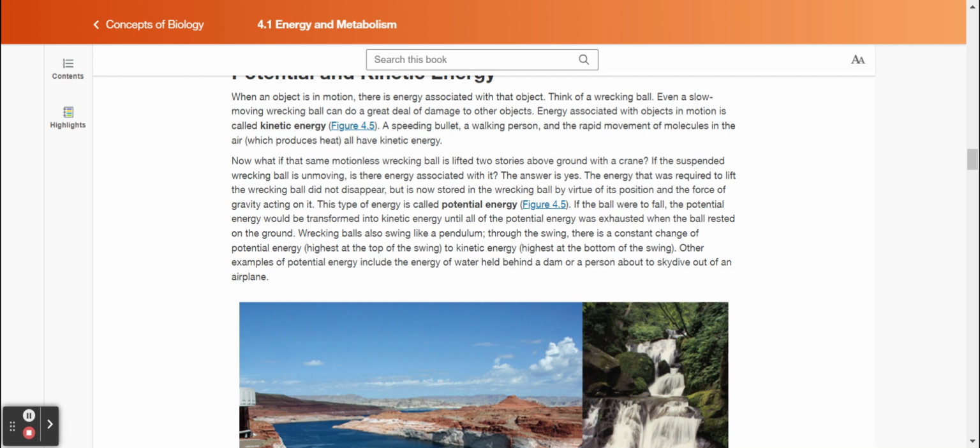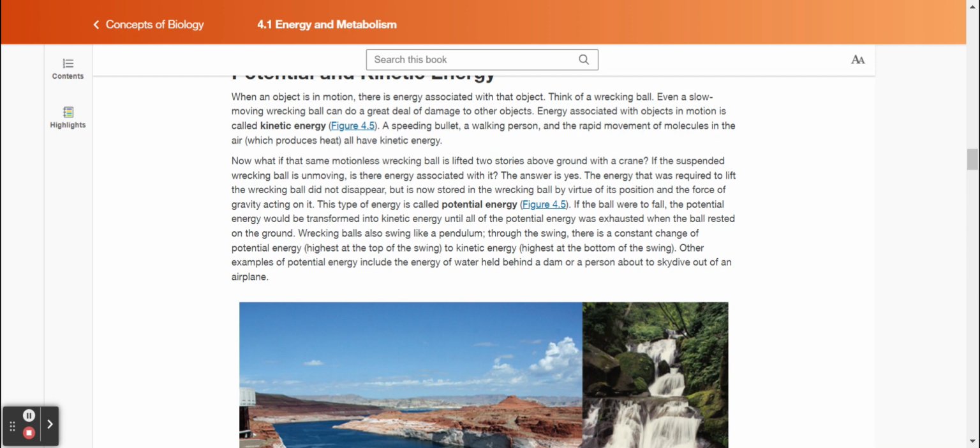If the suspended wrecking ball is unmoving, is there energy associated with it? The answer is yes. The energy that was required to lift the wrecking ball did not disappear, but is now stored in the wrecking ball by virtue of its position and the force of gravity acting on it. This type of energy is called potential energy. If the ball were to fall, the potential energy would be transformed into kinetic energy until all of the potential energy was exhausted when the ball rested on the ground.